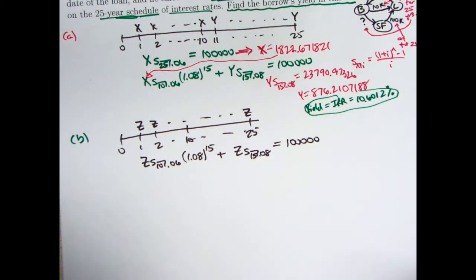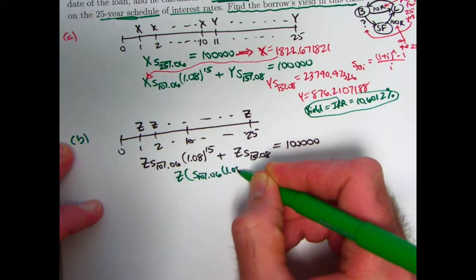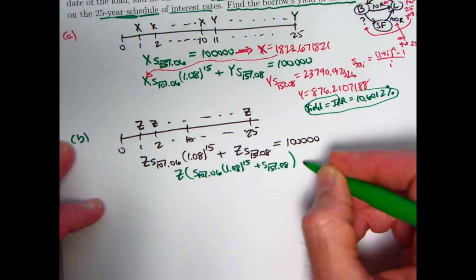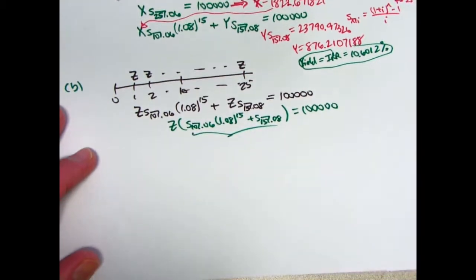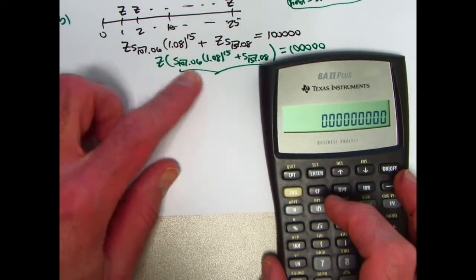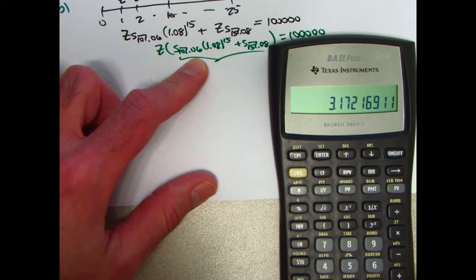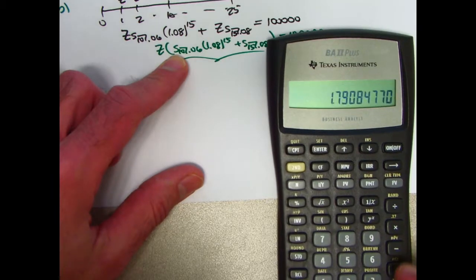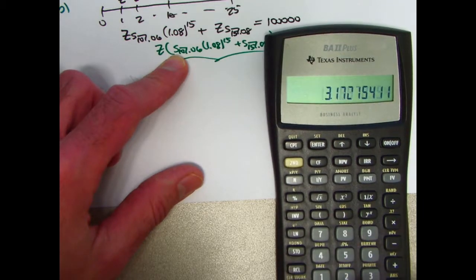Okay, so of course you can factor the Z out of that and write it this way. And then you can solve this for Z, figure out what this is, divide both sides by it, and then you've got Z. So let's do that here. Let's first compute 1.08 to the 15th. Store that in register 0. Compute this, 1.06 to the 10th minus 1, divide by 0.06 times what's in register 0.